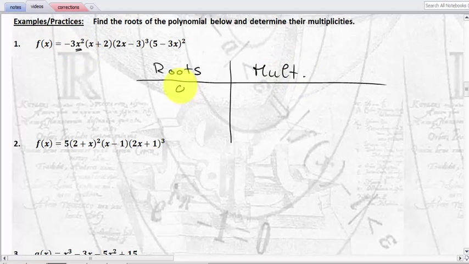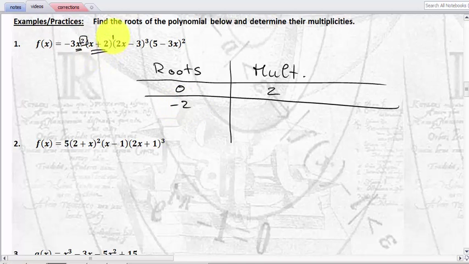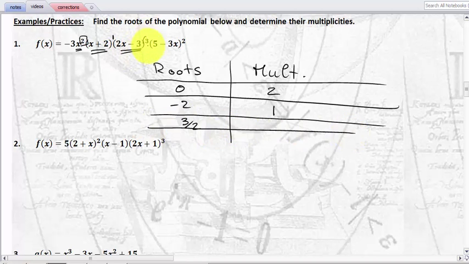So what do we have? We have 0, right? How many times is it a root? Twice. Why? Because the factor is squared. Then we have negative 2. How many times is it a root? Well, only once, multiplicity 1, okay? Then we have 3/2 right here, okay? 3/2. How many times is it a root? Well, 3 times, multiplicity 3. And then we have 5/3. How many times is it a root? Twice, okay? A root twice.